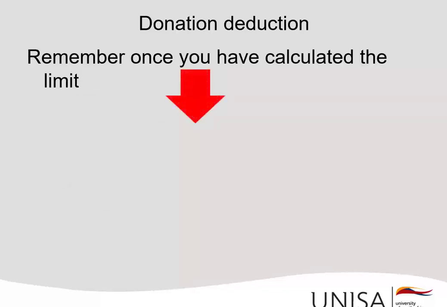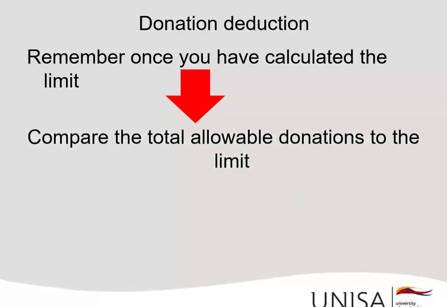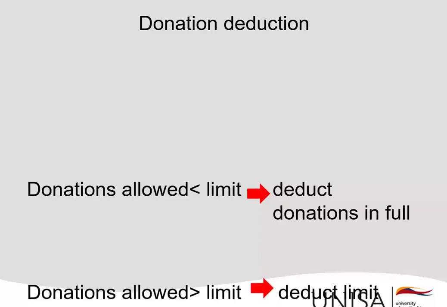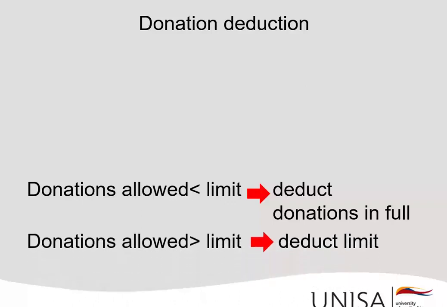Okay, so once again, once you've calculated the limit, you're going to apply the limit to the donation. It's very similar to the deduction of retirement fund contributions, and you're going to want to know if the donations are going to be limited for deduction, or if you can deduct them in full, because the taxpayer would like to deduct their donations in full. So if the donations that qualify are less than the limit, then you'll deduct them in full. If the donations that qualify are greater than the limit, then obviously you're only allowed to deduct the limited amount.